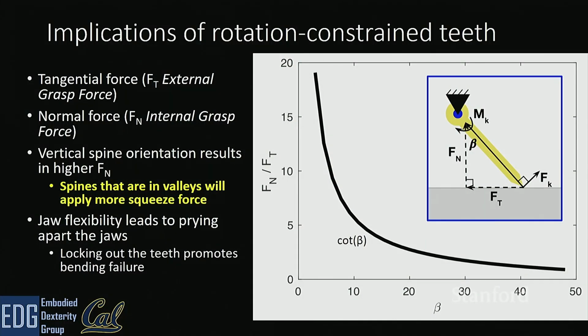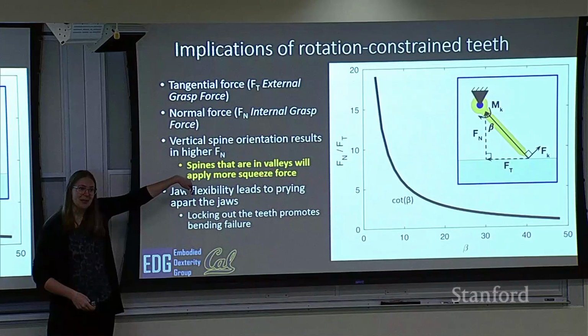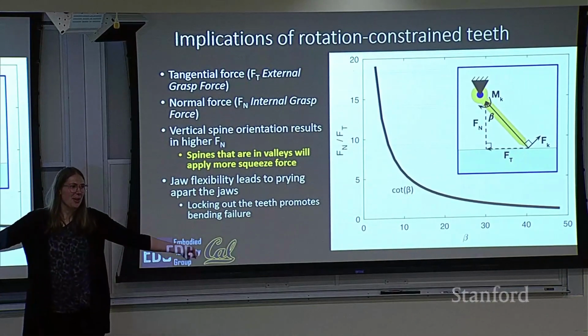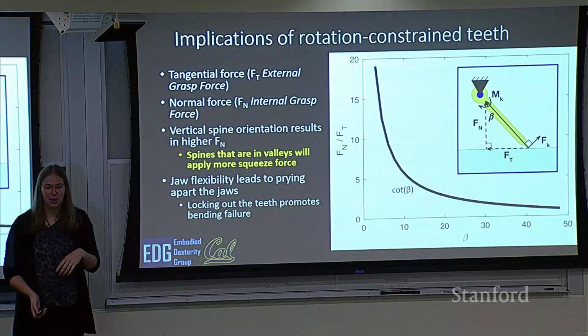Now, the choice to use rotational spines does have some consequences. One, the reason why we wanted to go with this is we said, well, whenever there's a valley, when we have a spine that's really well engaged with the surface, we want that one to squeeze harder. So if you have this constraint and you assume that it can rotate freely, you're going to have this relationship between the angle of your spike and how hard you squeeze. So once again, the spike that's down in the valley is going to squeeze harder. The problem, though, is you have this interesting singularity, and so if your angle becomes too steep, you now are pushing so hard that you pry your jaws apart. And so that was one failure mode for this gripper.